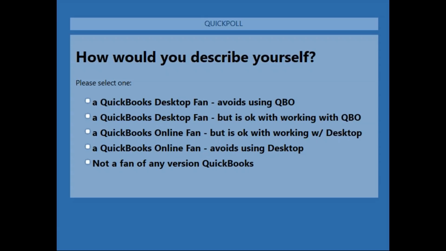Somebody says the polling question should have an option that you're 50-50. No, you have to choose one. If you have to pick one, you have to choose one. Let's see. Lorraine is asking, did they add the batch journal entry feature?